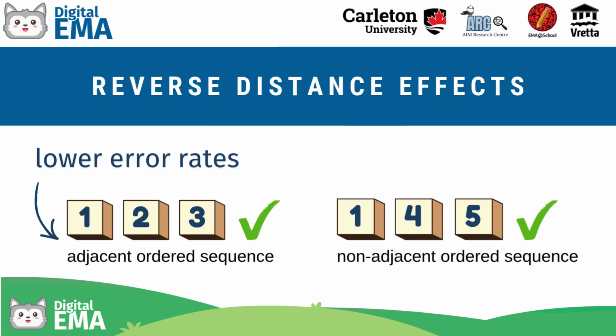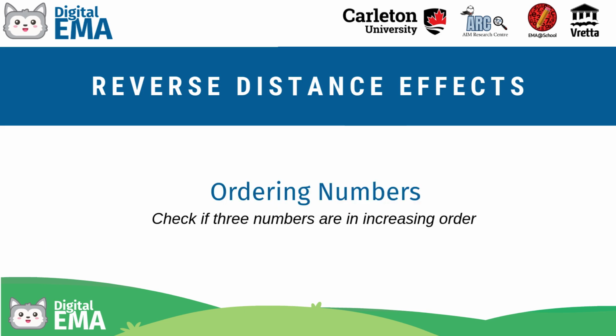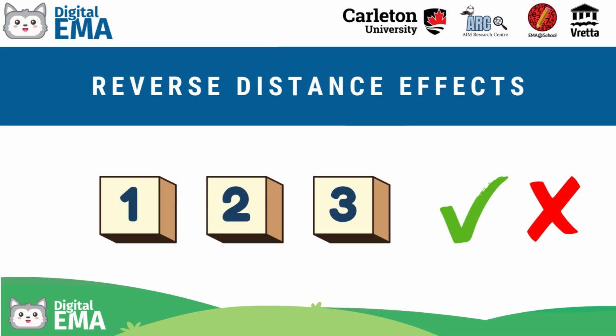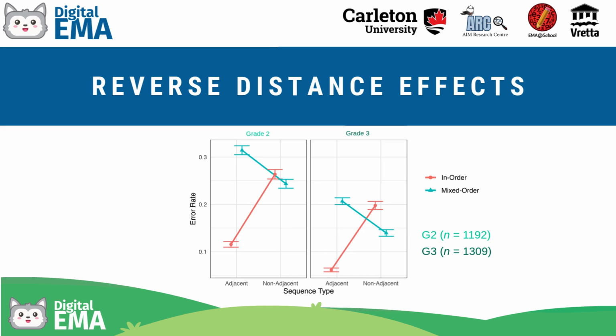There are lower error rates for adjacent ordered sequences like 1, 2, 3 than for non-adjacent ordered sequences like 1, 4, 5. We used an ordering numbers task to investigate reverse distance effects. Students are presented with 3 numbers and asked whether they are in an increasing order. Looking at the figure, we can see that the ordered sequences, orange lines, have lower error rates when sequences are adjacent than non-adjacent. Additionally, this pattern continues in grade 3, and their performance is better than grade 2.